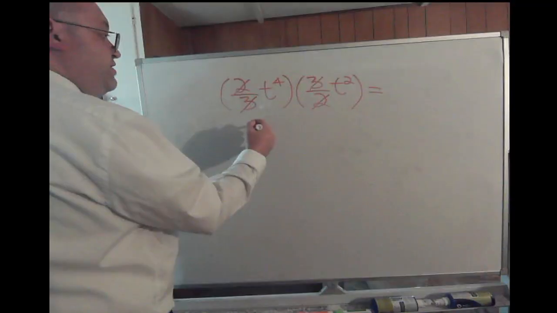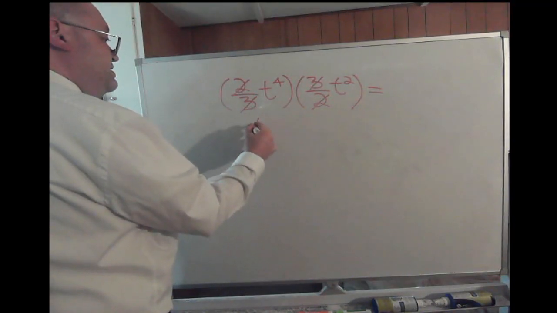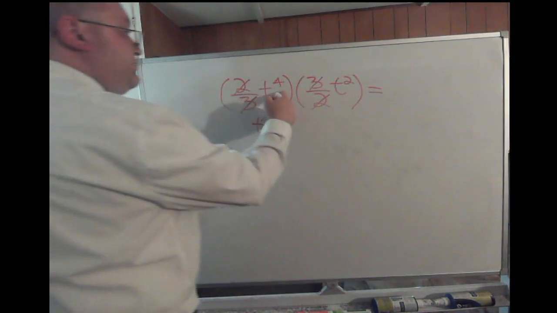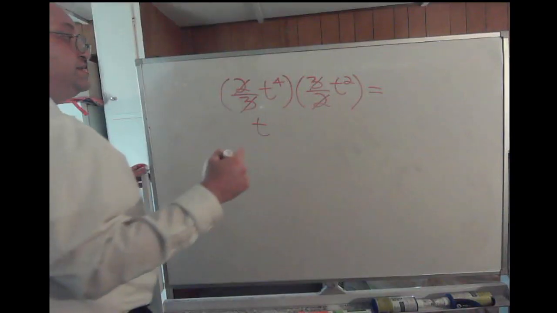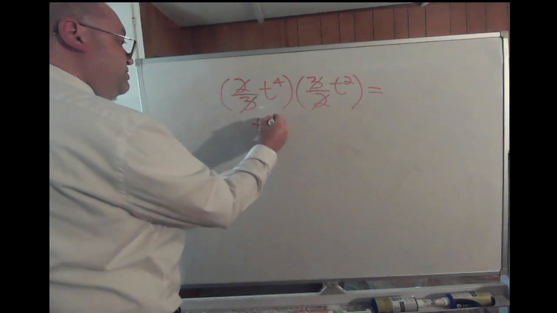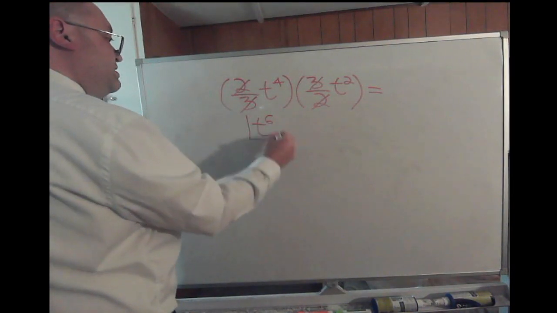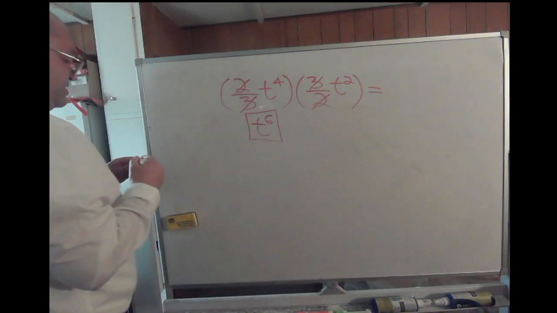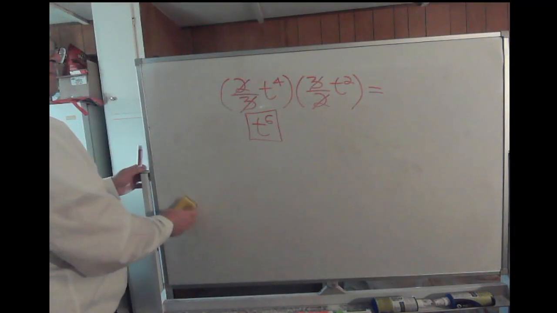Coefficient of 1, you don't even have to bother to write, but you have your base of t. You have t to the 4th times t to the 2nd. Well, that's going to be t to the 4 plus 2. That'd be t to the 6th. So the answer you should get for this is t to the 6th power.